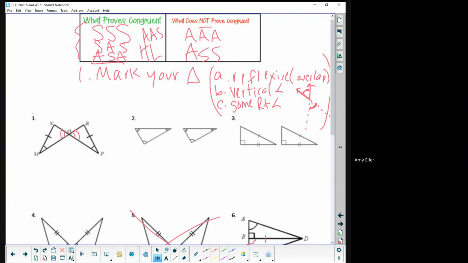Alrighty, there are 4 steps. Step 2, cover up one triangle. Good job taking notes. Step 3, you're going to ask yourself this question, write down the question. What do I have 2 of? Step 3, what do I have 2 of? That's what you're writing down.